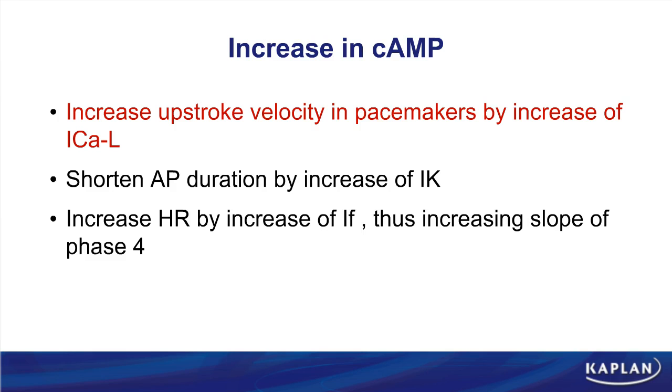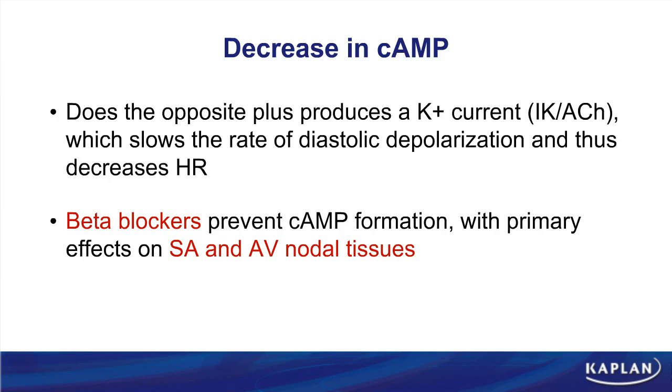To look specifically at what changes in cyclic AMP are going to do, if you increase cyclic AMP, you're going to increase upstroke velocity in pacemakers by increasing your calcium current. With regards to decrease in cyclic AMP, beta blockers prevent cyclic AMP formation. That's why their primary effect is on the SA and AV node, as we discussed in an earlier figure.